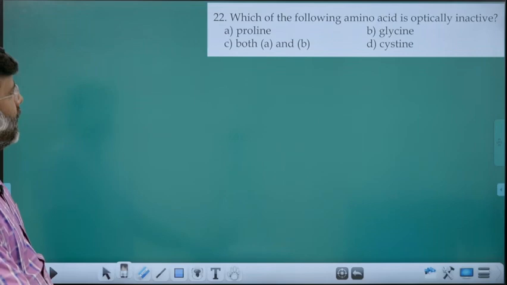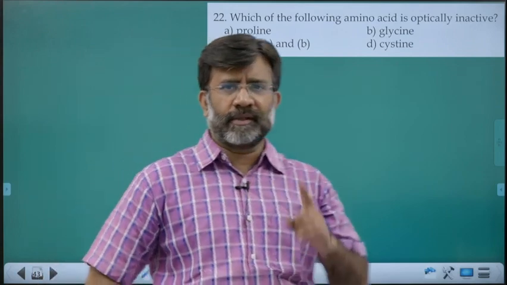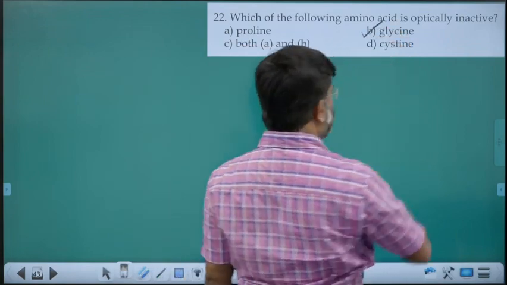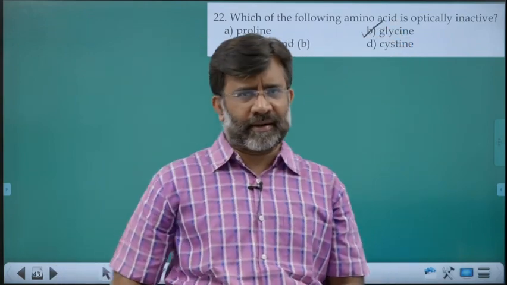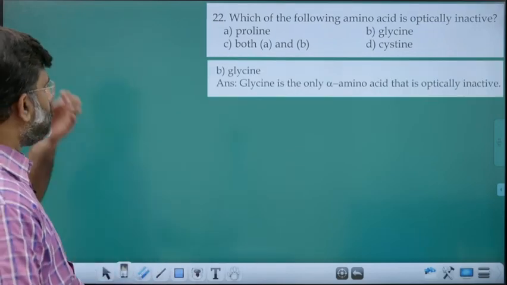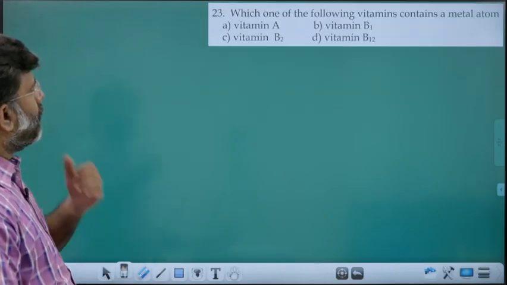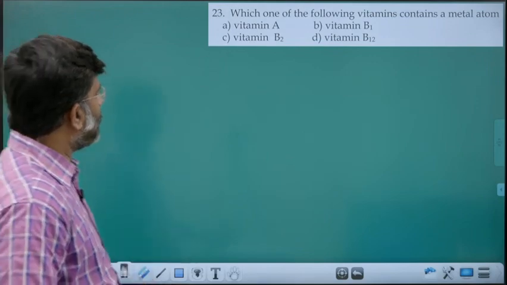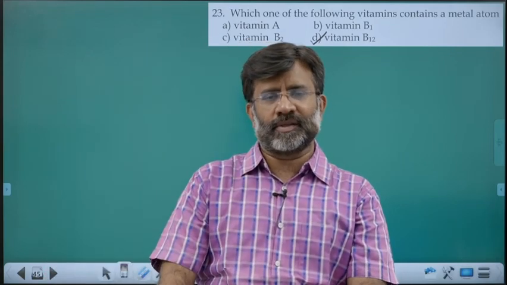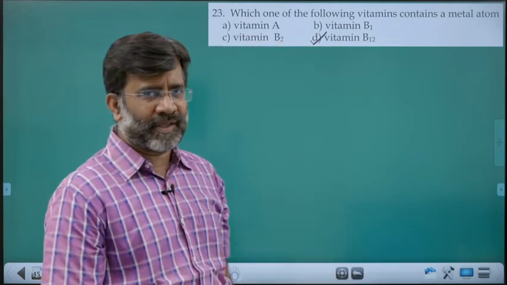Which is optically inactive? See, among the amino acids, there is one that is optically inactive. The first amino acid, glycine. Glycine is optically inactive, while all other amino acids are optically active. Answer is option B. Next. Which contains a metal atom? Vitamin B12, cyanocobalamin. It's a complex containing cobalt. Cyanocobalamin, that is vitamin B12, its deficiency causes pernicious anemia.